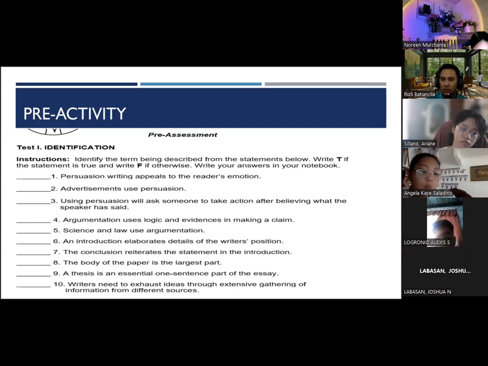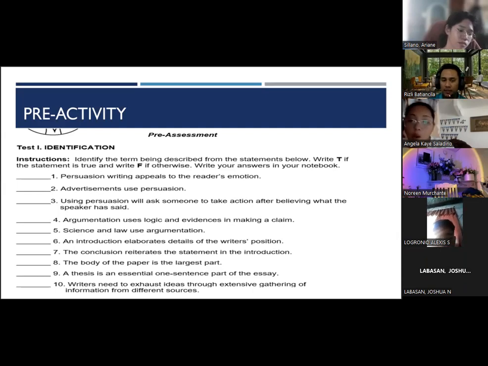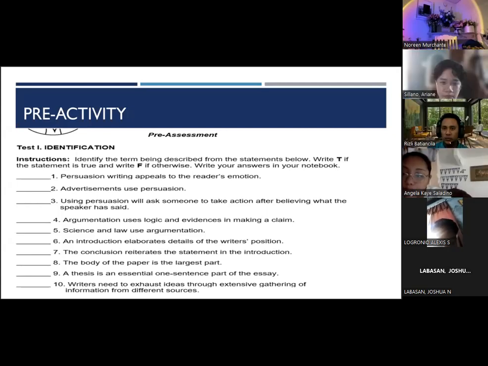Sixth, an introduction elaborates details of the writer's position. Is it true or false? An introduction elaborates details of the writer's position. Yes, Aryan? Again? True. An introduction elaborates details of the writer's position. The correct answer is false.